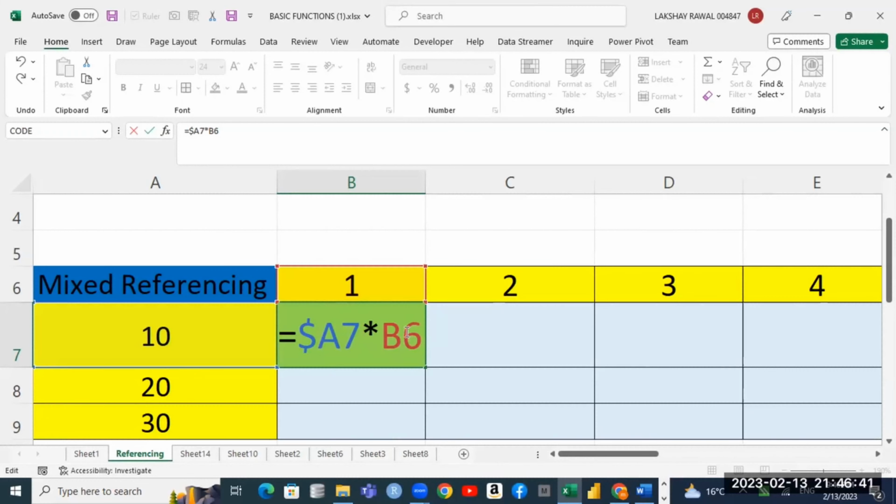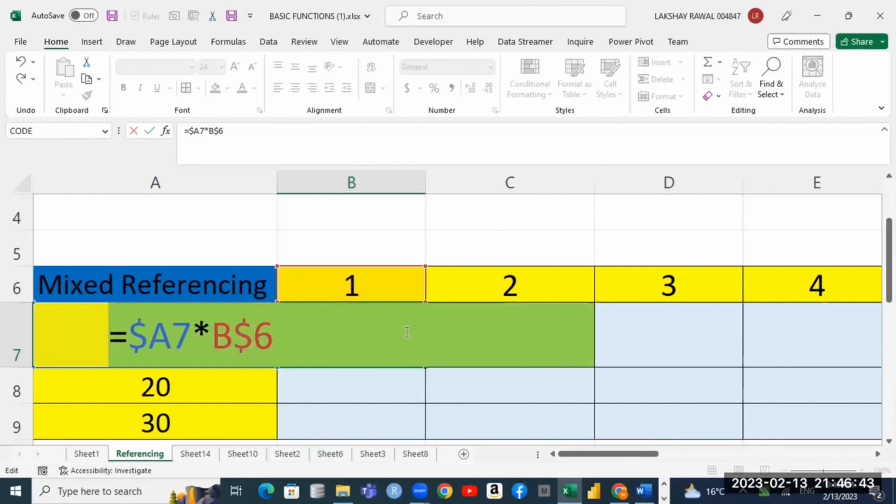How many of you agree with me? We have to freeze the first value only and then multiply it by 1, 2, 3, 4. Let's see with this formula.